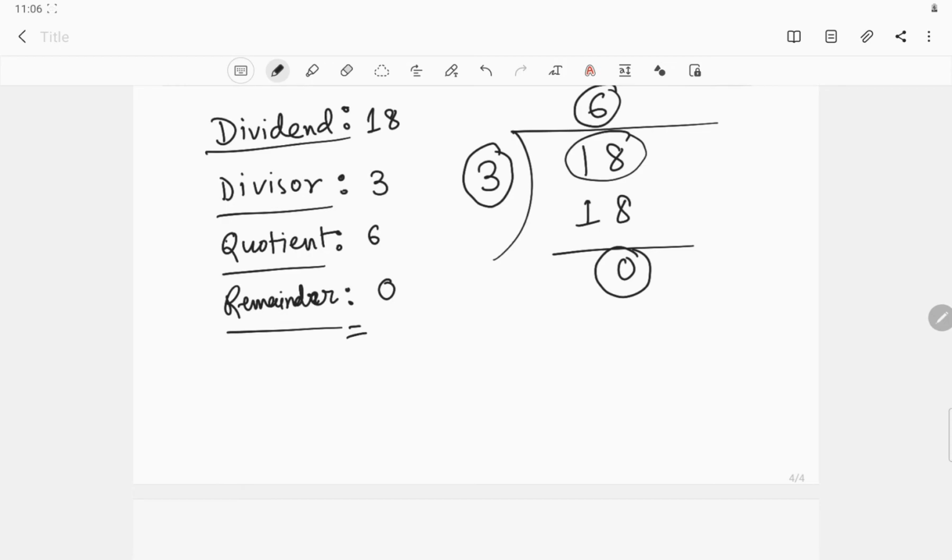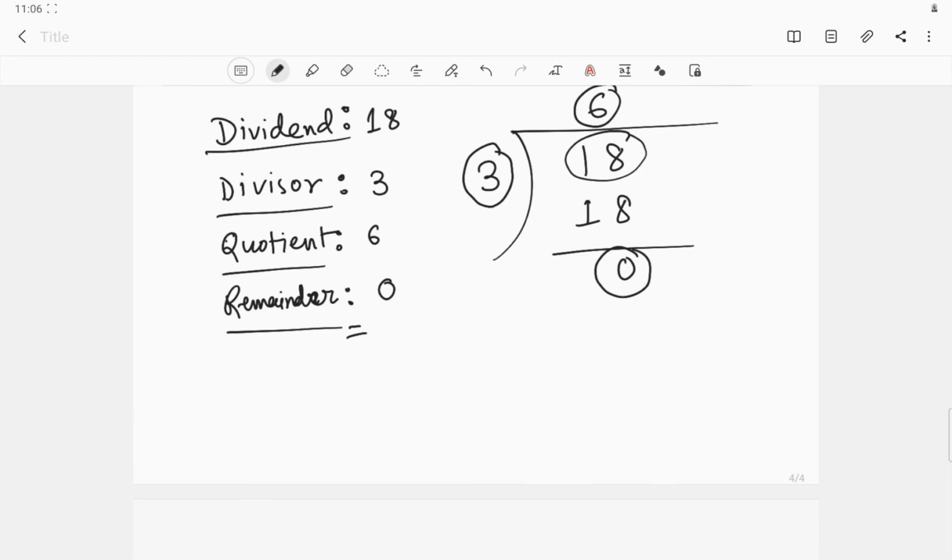Okay, that means if you have 18 mangoes and if you share 18 mangoes among 3 people, so they will get 6 mangoes each.